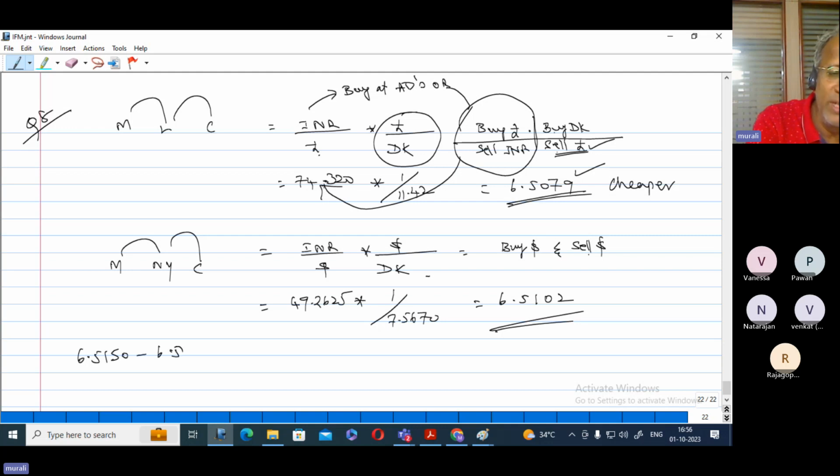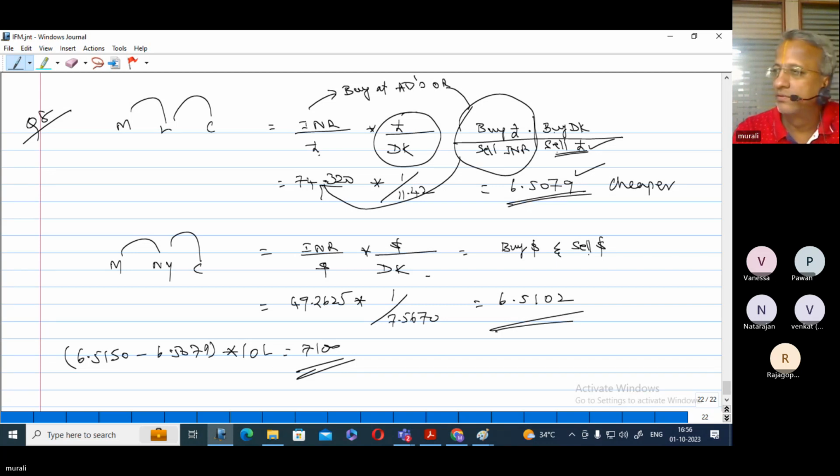6.5150 minus 6.5079 multiplied by 10 lakhs. That's what we have got to take up. 6.515 minus 6.5079 into 10 lakhs. Matter of 7,100 is the answer. Correct? Yes or no? All of you, are you clear? Yes, sir.